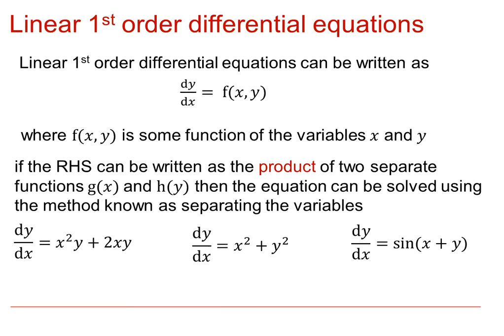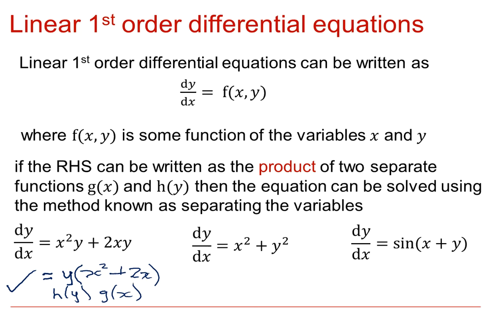Here we can see that we could take out the y factor as common, leaving us x squared plus 2x. Therefore that is indeed a function of y, h of y just being y, times a function of x. And therefore we could use this technique.